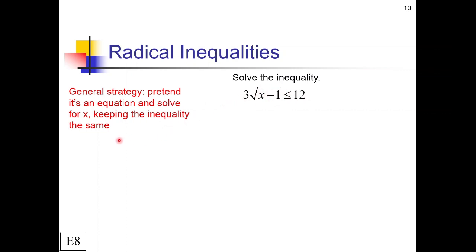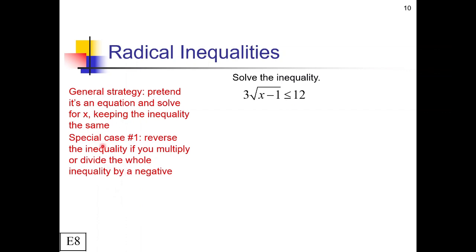And whatever techniques you would use to solve 3 radical x minus 1 equals 12, we're going to do that in a moment. There are two special cases that we do have to be aware of as we're using this general strategy, though. The first special case is we have to reverse the inequality if we are multiplying or dividing the whole inequality by a negative. This is just an old rule of inequalities that you probably saw back in the day and maybe forgot about, but it's still a thing. If you multiply or divide everything in the inequality by a negative, you have to reverse the inequality. If you just distribute a negative on one side, then that does not affect the inequality at all.